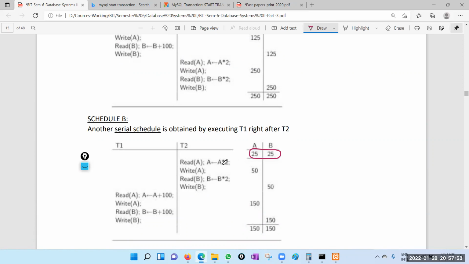Now first we are multiplying by 2, therefore A is 50, B is 50. Now we are adding 100. 50 plus 100 is 150. 50 plus 100 is 150.